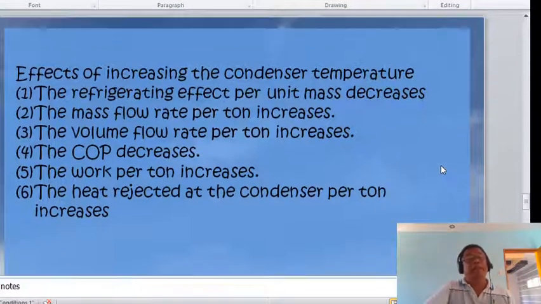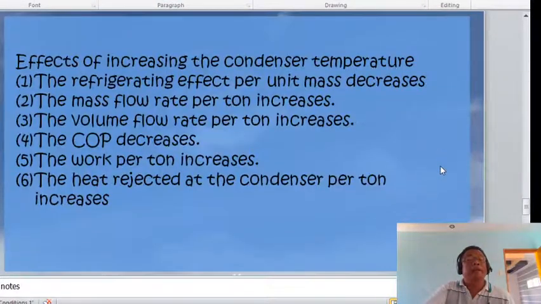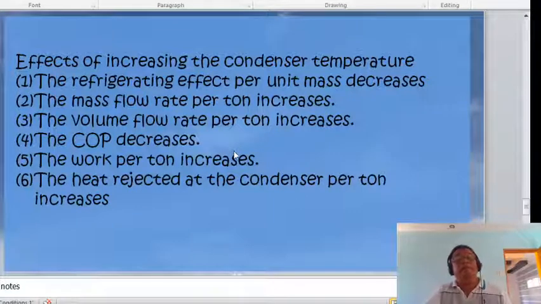Okay, class, here is now the summary. Effect of increasing the condenser temperature: 1. The refrigerating effect per unit mass decreases. The mass flow rate per ton increases. The volume flow rate per ton increases. COP decreases. The work per ton increases. And the heat rejected at the condenser per ton increases.